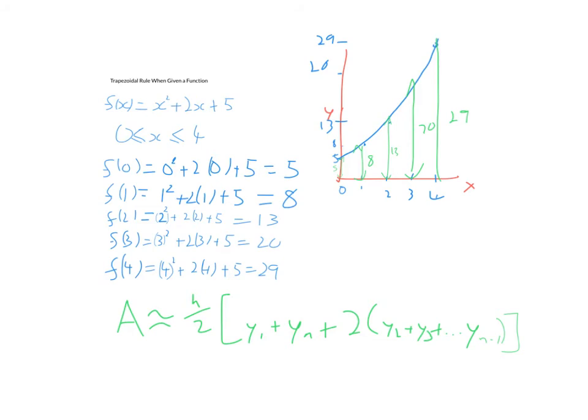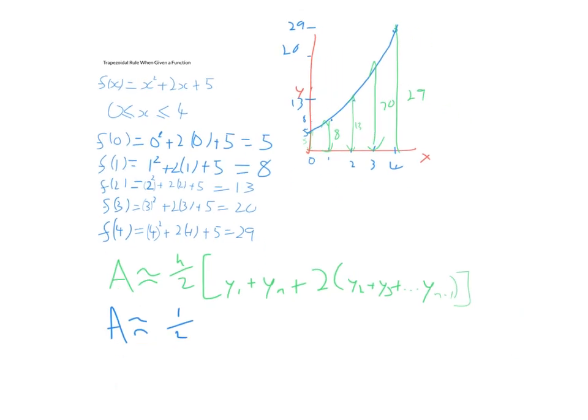Filling in what we know now, we could say the area is approximately equal to the gap, which we said is 1 because it goes up by 1 each time. 0 to 1 is 1, 1 to 2 is a difference of 1, 2 to 3 goes up by 1. So it'll be 1 over 2 times the first height, which is 5, plus the last height, which is 29, plus 2 times all of the heights in between. So that'll be 8 plus 13 plus 20.